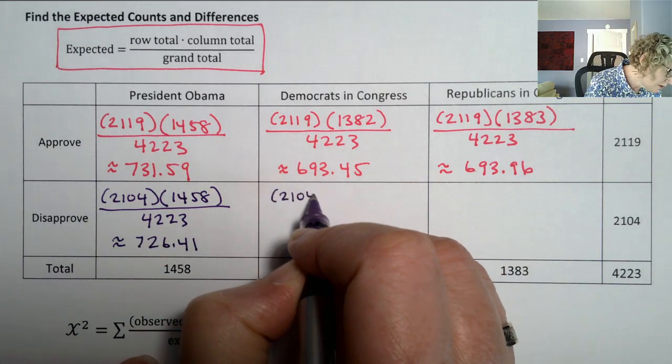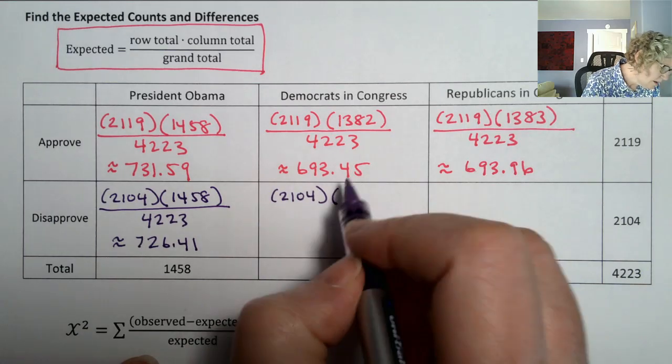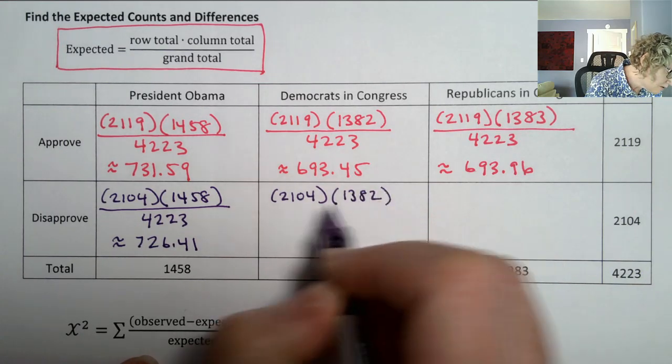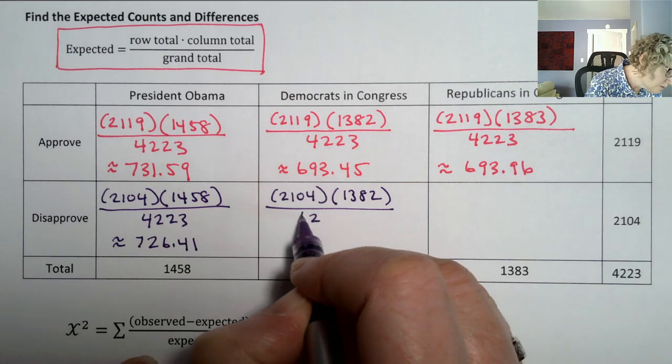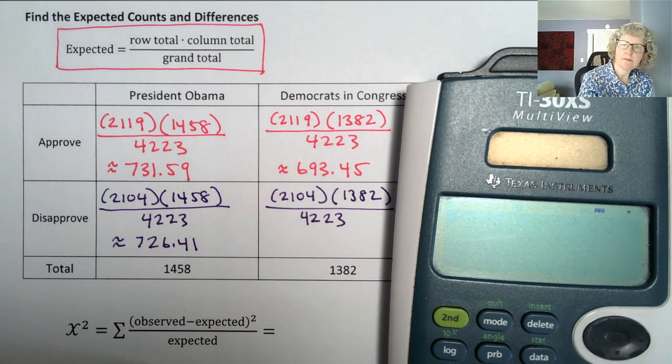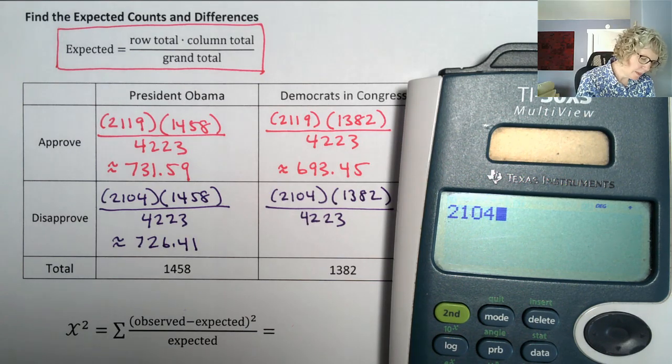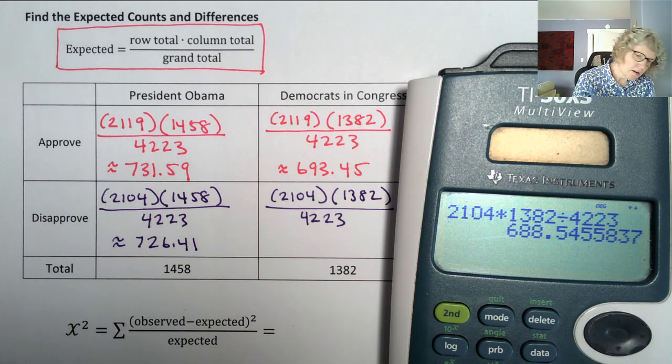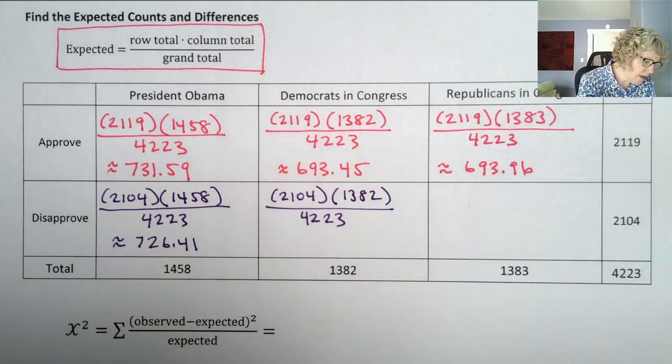Keep going with the 2104. This time we have 1382 for 4223. Okay, 688.55.